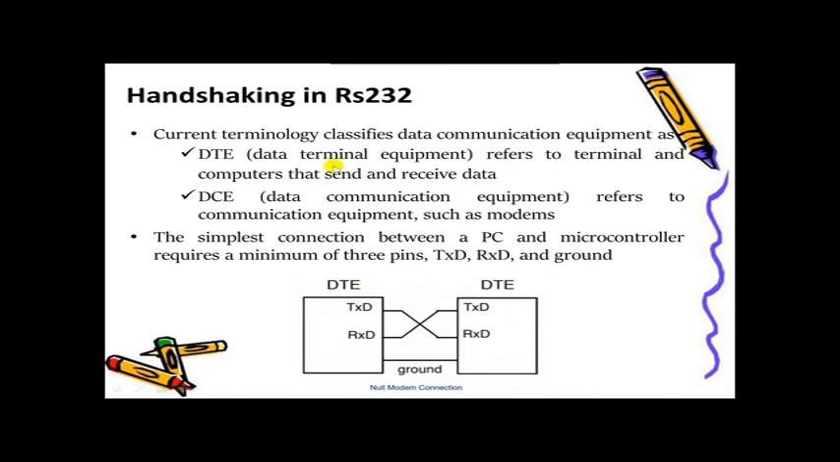DTE, that is data terminal equipment, and DTE, this is another data terminal equipment, transmitter to receiver, and this is ground. This is the simplest communication.